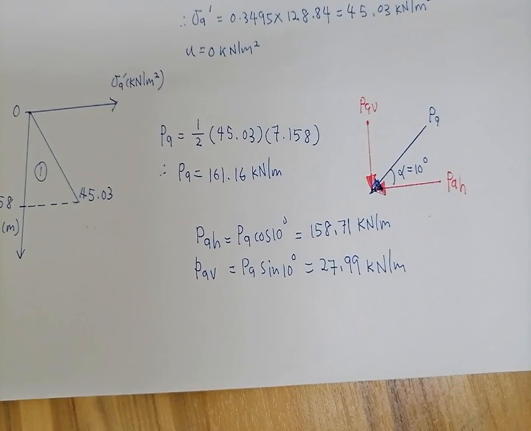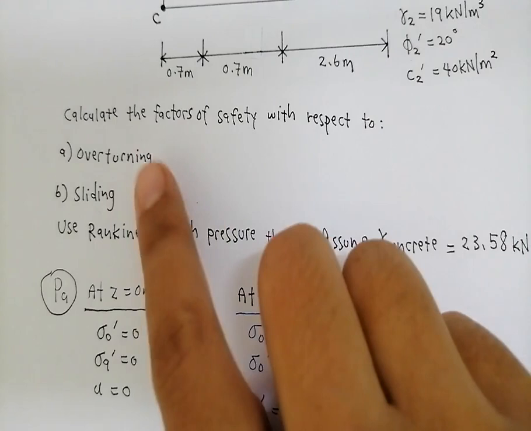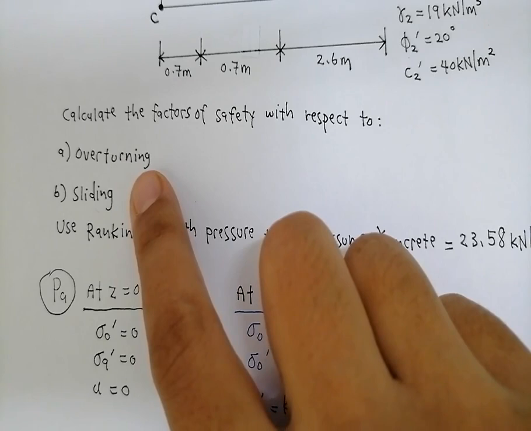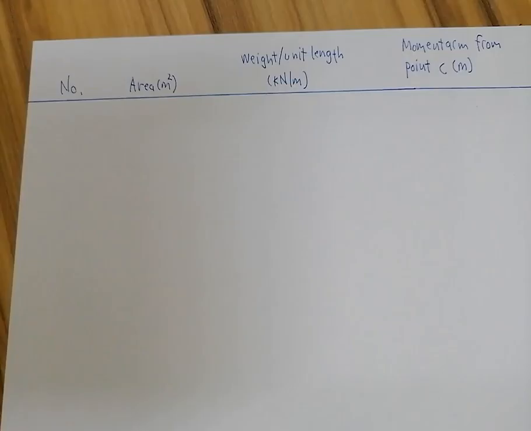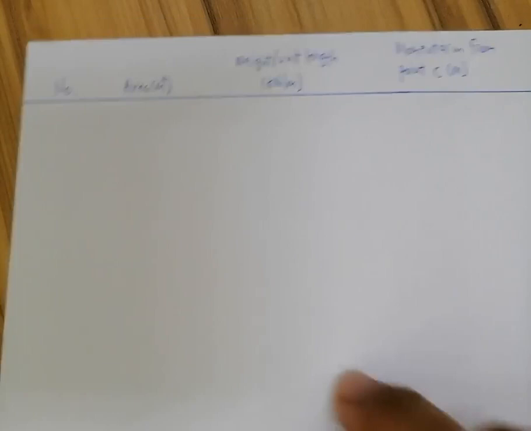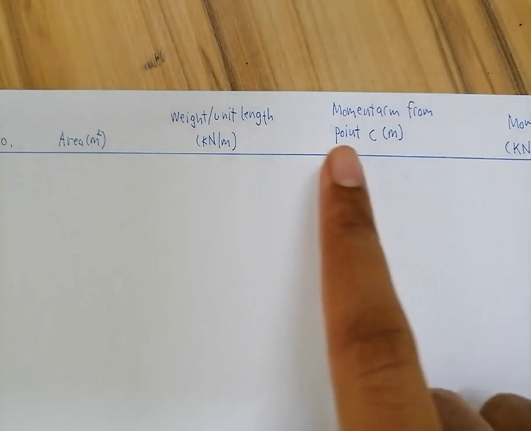Remember the table with five columns, okay? Because our first task is to check against overturning. So we have to calculate the resisting moment, remember? And in order to calculate the resisting moments, we have to make the table. So let's draw the table first. Okay guys, so this is the table. We have five columns, the same as with Coulomb's theory: number, area, weight per unit length, moment arm from point C, and the moment.